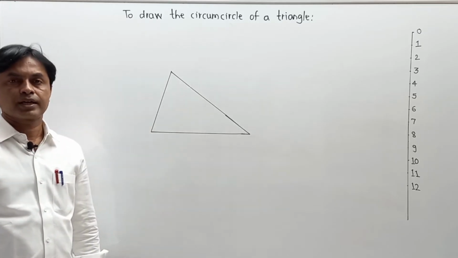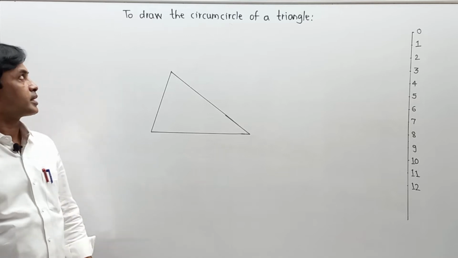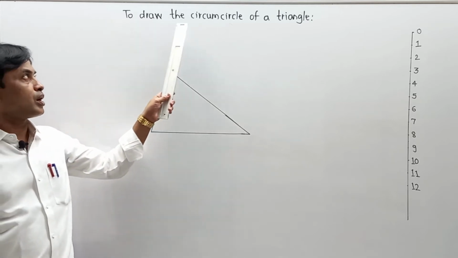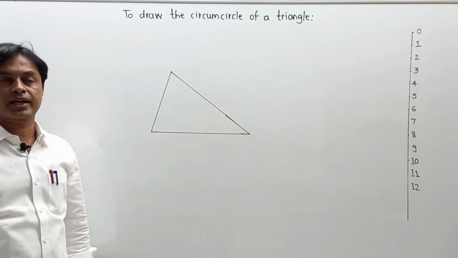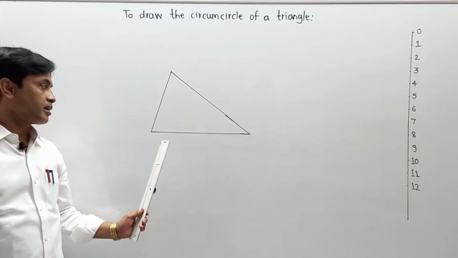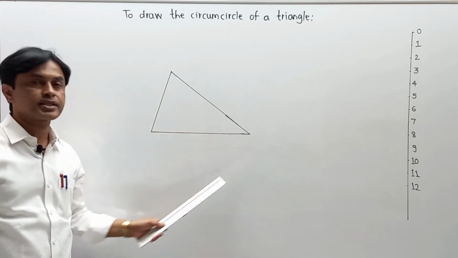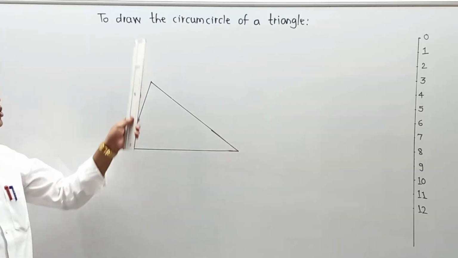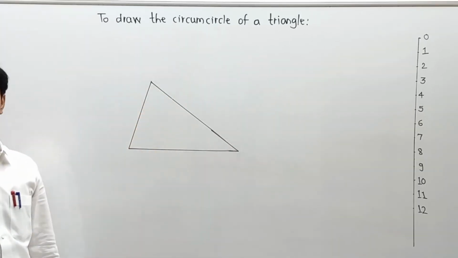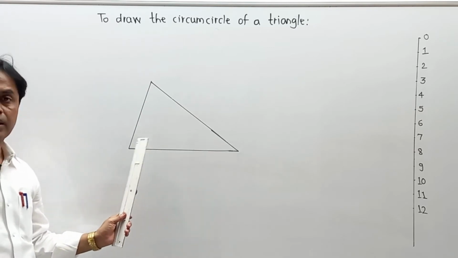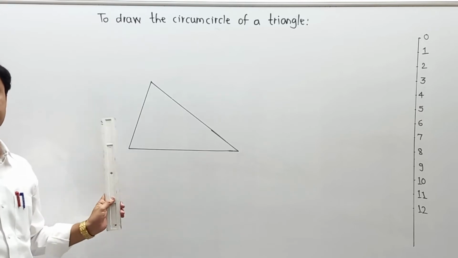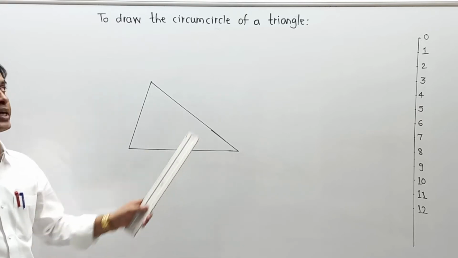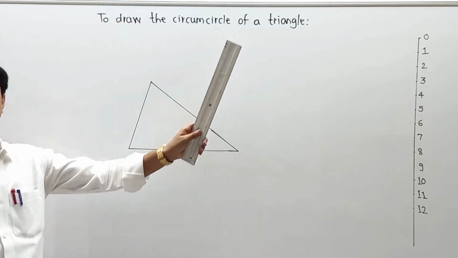Now here we are going to start the second part, and that is nothing but to draw the circumcircle of a triangle. Now circumcircle of a triangle means a circle which passes through all three vertices of the given triangle. It is called a circumcircle. Means it does not touch the sides, but it passes through all three vertices. Means inside the circle your triangle is included. That's why it is called the circumcircle of a triangle.